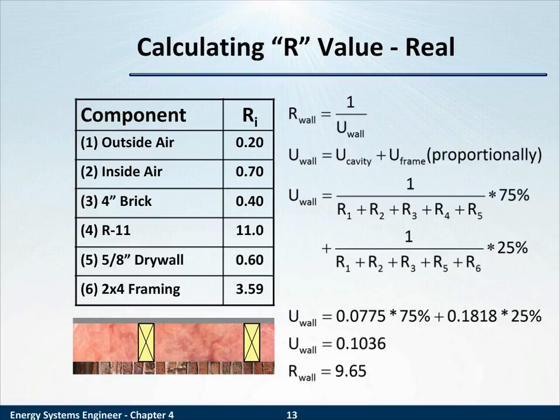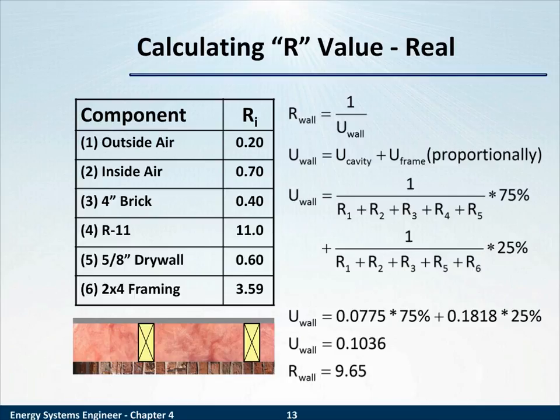Well, what you have to do when calculating R value in the real world is first consider that the R, the resistivity, is 1 over, as we said earlier, the conductivity. The real number we use when calculating building envelope and wall or window thermal conductivity is not K as in the earlier example, it's U.